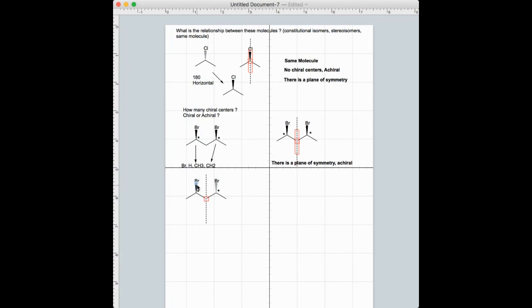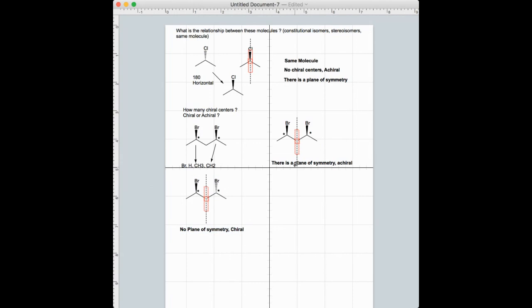This bromine is coming toward you on the left side. The bromine is coming away from the screen on the right side. So clearly, even though the groups are the same in terms of connections, the orientation in space is different. One side is not the reflection of the other side and vice versa. So therefore, there is no plane of symmetry in this molecule. And because there is no element of symmetry, the molecule will be chiral.